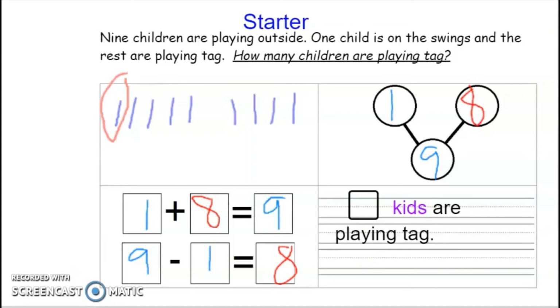We know that there were 8 kids who were playing tag. Our question was, how many children are playing tag? To answer that, 8 kids are playing tag. And our unit is kids, and our solution is 8. Our solution was not the total or the whole. Our solution was a missing part.